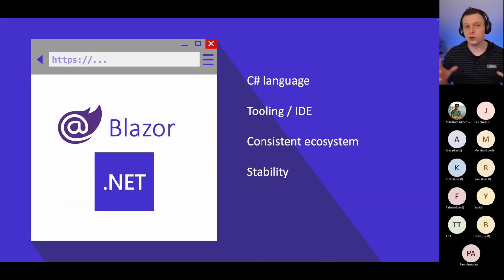You could use all the tooling and the IDE, Visual Studio, or maybe Visual Studio Code if that's what you want. You could just keep using that, and it's a consistent ecosystem because you don't have to suddenly start working with npm packages or all that kind of stuff. You can just keep using NuGet packages, and stability. It has been built upon technology that has been proven for the last 10 years, 20 years. I don't even know how long ASP.NET has been going on. And .NET, I think, actually celebrated its 20th or 25th anniversary, one of those. So it has been around for a long, long time.